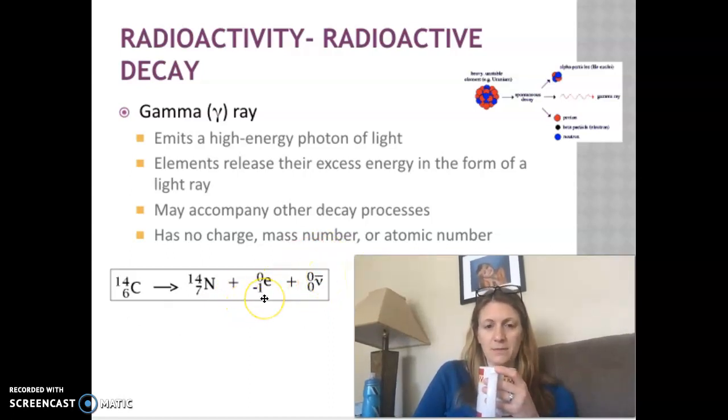So in this case, it's accompanying our beta decay because we go from carbon 6 to nitrogen, which is 7. Notice that the atomic mass stays 14 and 14. So we know it's a beta decay, so 0, -1 e, or the 0, -1 in that funny B you can write. And this is the gamma ray. It's just a way for a nucleus to release excess energy, and it just happens to be in the form of light.